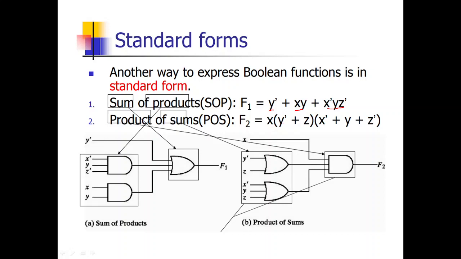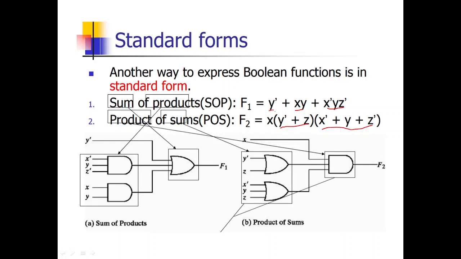And the product of sums is x into y dash plus z into x dash plus y plus z dash. See here, this is a term which consists of two variables. Here we have a plus symbol, so it is a sum term. This is another term with a plus symbol, so this is considered as another sum term. So the sum terms are multiplied here. So it is product of sums.